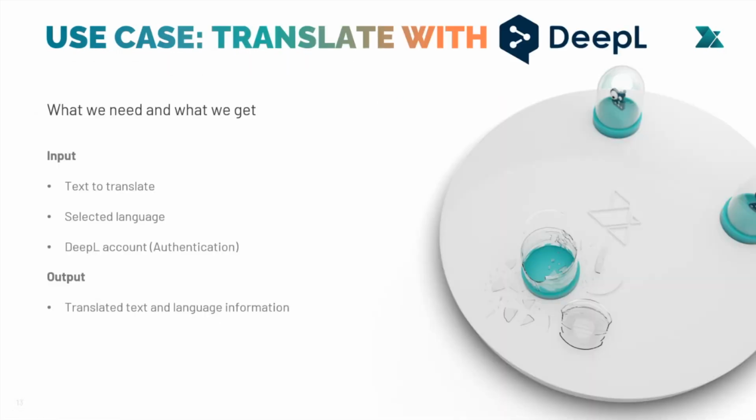To translate something with DeepL, of course, we need a text that we want to translate, a selected language, and a DeepL account to provide the authentication part. And as an output, we get the translated text and the language information. So I've prepared the use cases.